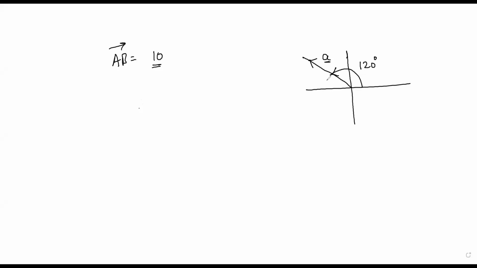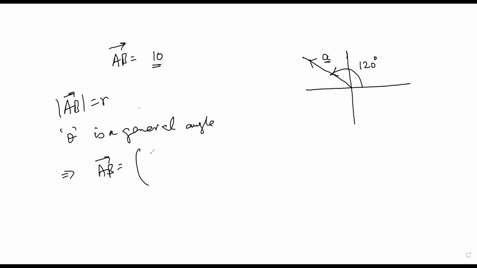Okay? Let me give you in general: suppose there is a vector whose magnitude is R and whose direction is theta, where theta is a general angle. If you use the general angle, you will not have to be worried about the directions. If theta is a general angle, then the vector would be R cos theta, R sin theta. This is not rocket science.